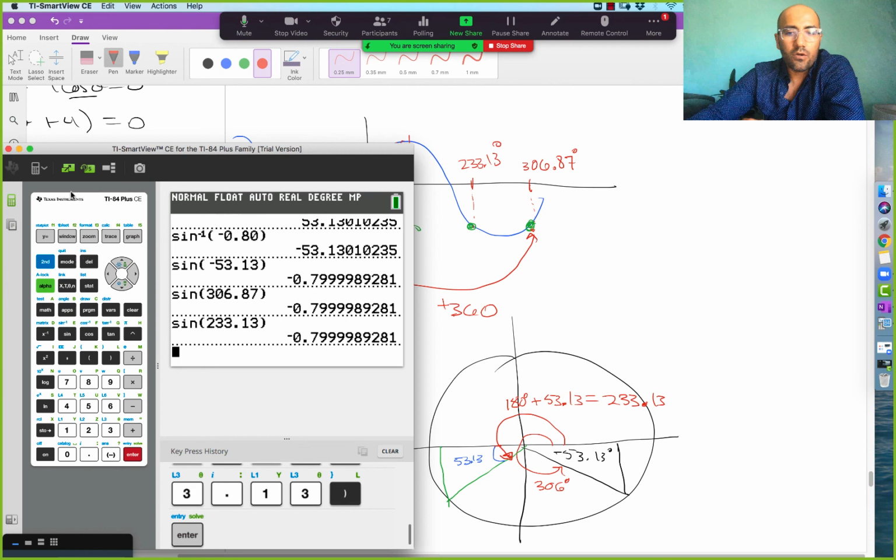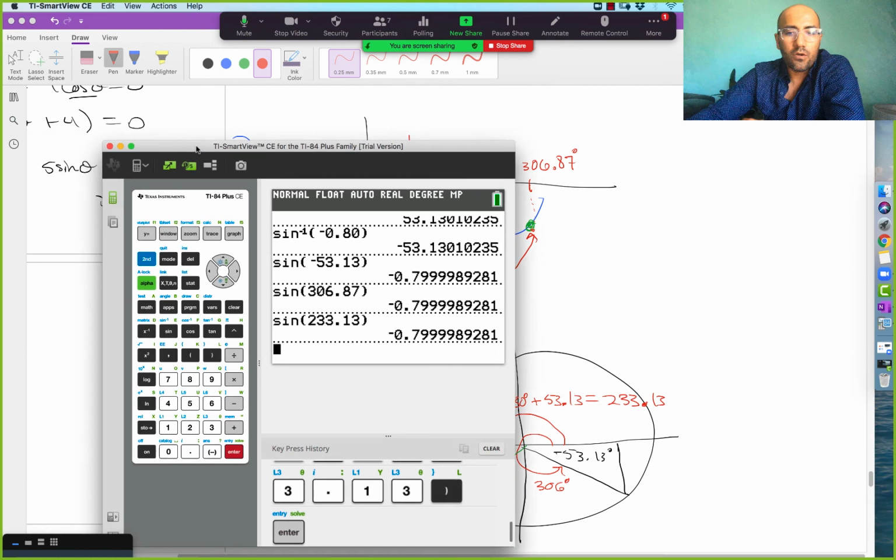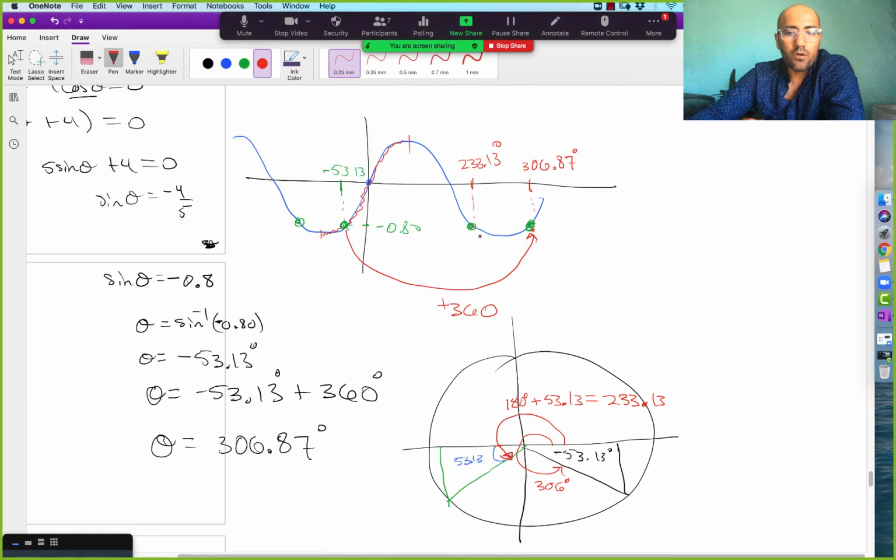So we found the two angles in the standard period from 0 to 360 degrees. And now all we have to do to write down the rest is to add multiples of 360 to these.